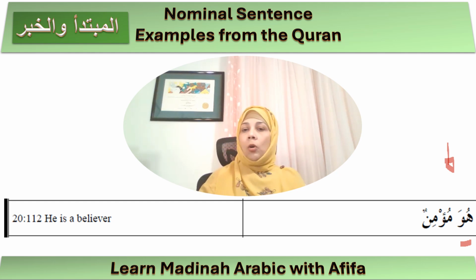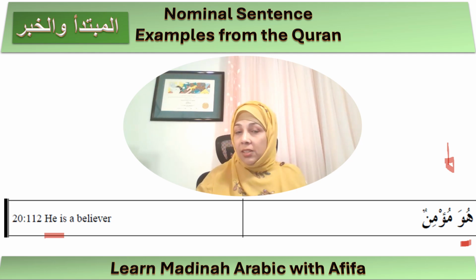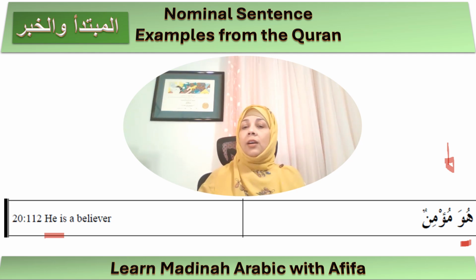Okay, so here the mubtada or the subject of the sentence is huwa, he. He is the subject of the sentence, and if you don't say anything more, the listener is waiting for the predicate or for the khabar. So the listener is waiting for more news about the subject he. So the khabar here is mu'minun, which is a believer. Okay, so that is the khabar or the predicate of this sentence.